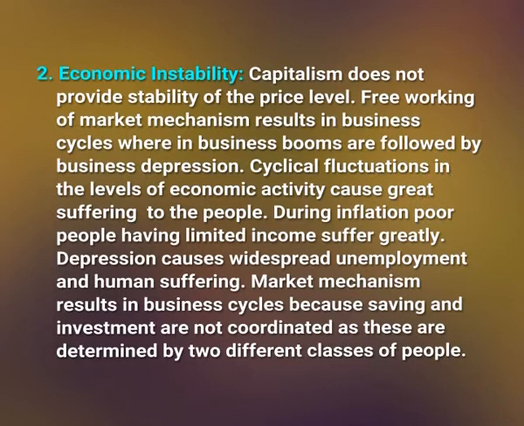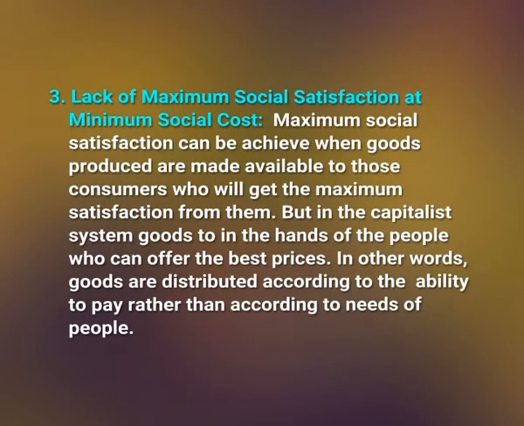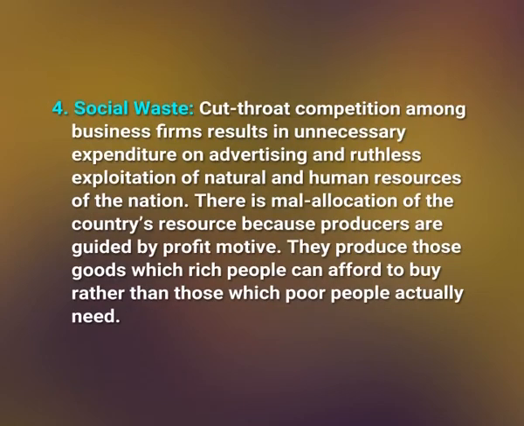Market mechanism results in business cycles because saving and investment are not coordinated, as these are determined by two different classes of people. Then the third one is lack of maximum social satisfaction at minimum social cost. Maximum social satisfaction can be achieved when goods produced are made available to those consumers who will get the maximum satisfaction from them. But in the capitalist system, goods go to the people who can offer the best prices. In other words, goods are distributed according to the ability to pay rather than according to the needs of the people.